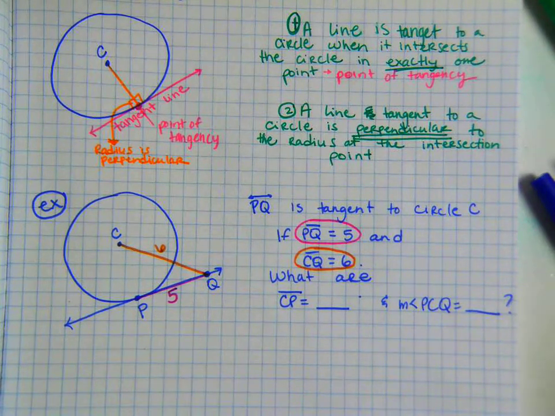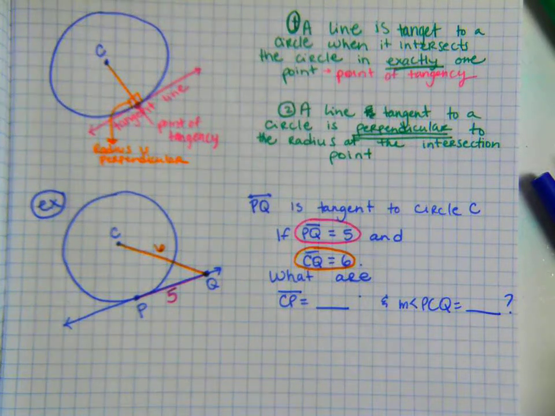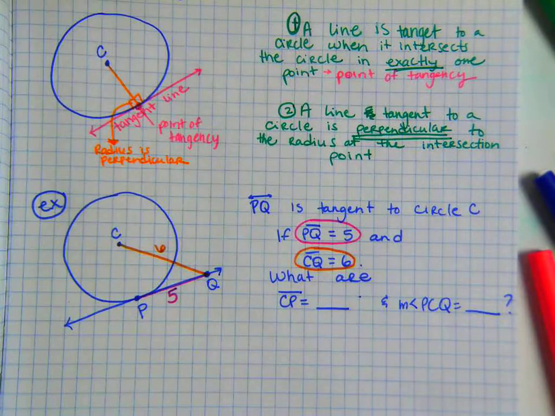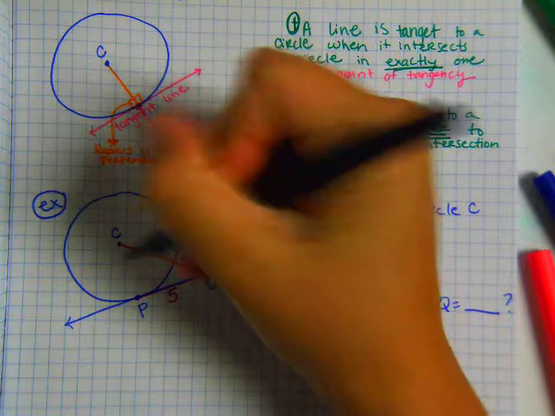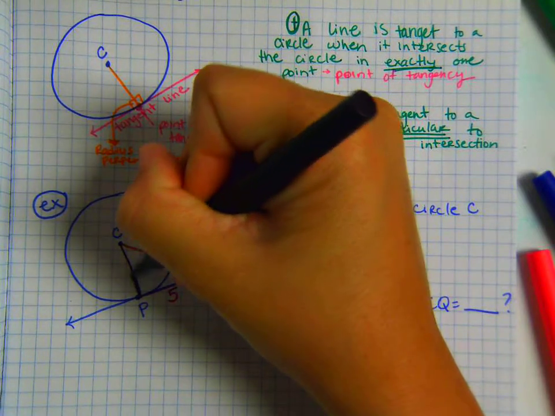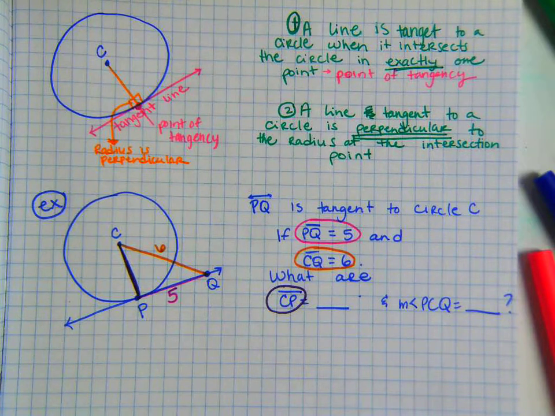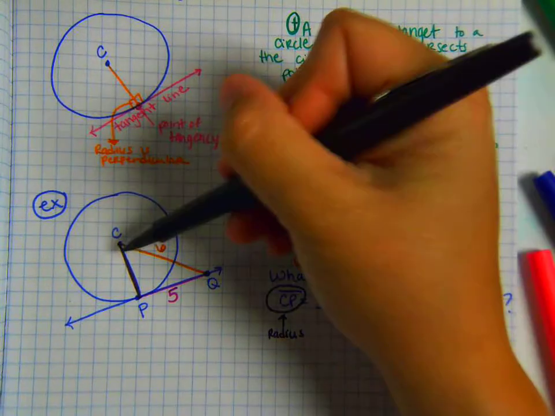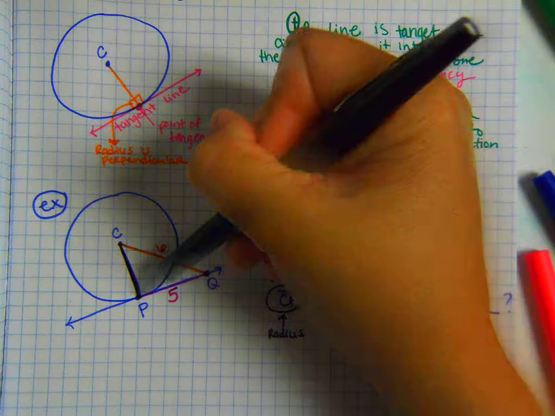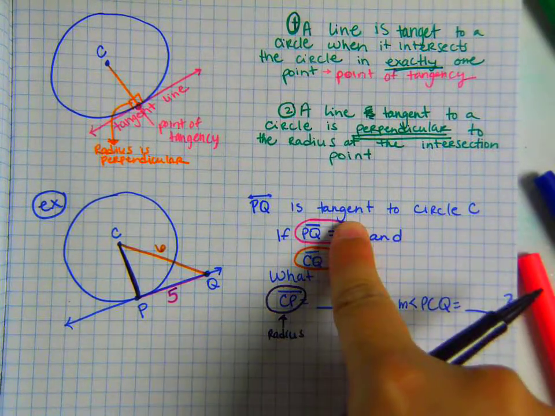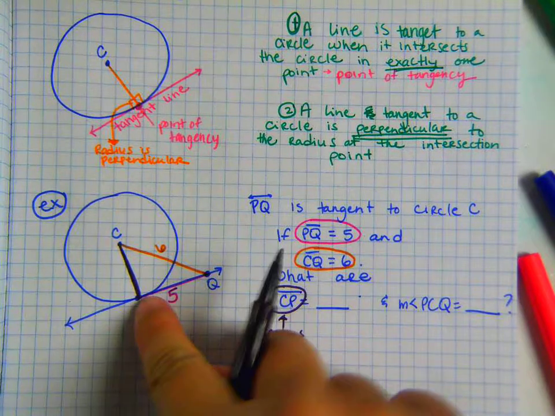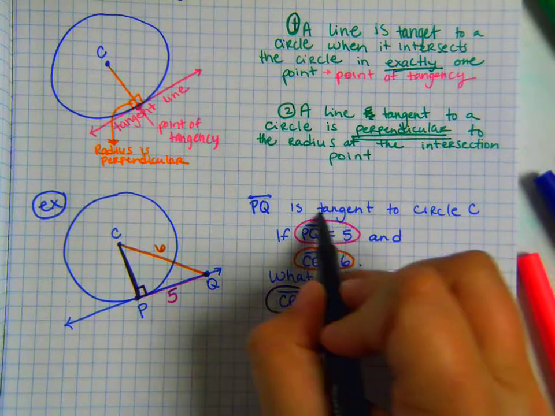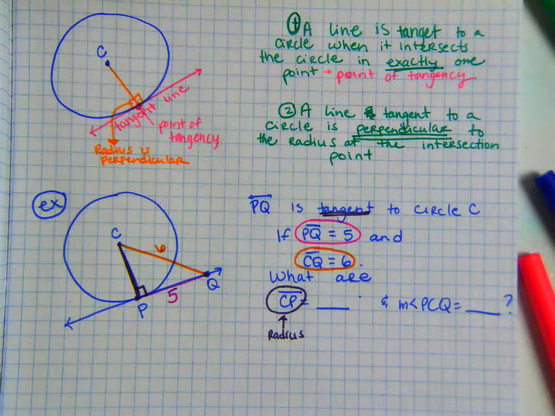Okay. Now the first thing I'm looking for is CP. So CP is right here. Now what is CP? CP is a radius. It's a radius because it goes from the center to a point on the outside of the circle. And then knowing what we know about tangents, what is special about this angle right here at P? It is a right angle, right? Because it's tangent. And we just wrote down that it's perpendicular. Okay? So we're looking for CP.